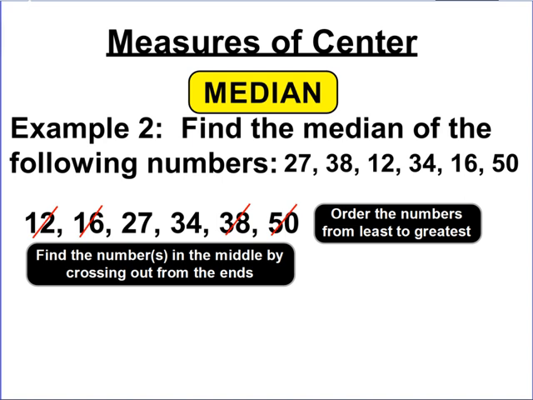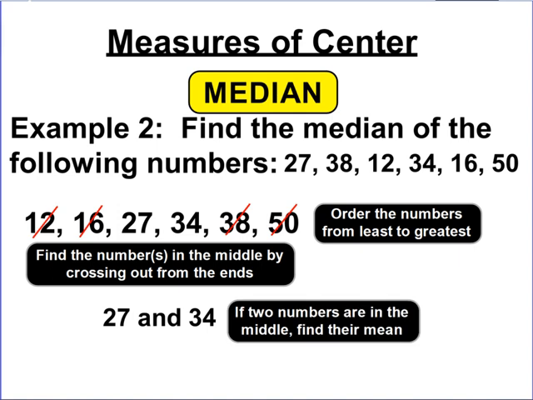So to find the median, I have to find the mean of these two numbers. To find the mean of them, I add them together and divide by 2. And when I do that, I get a value of 30.5. 30.5 is the median of this data set.